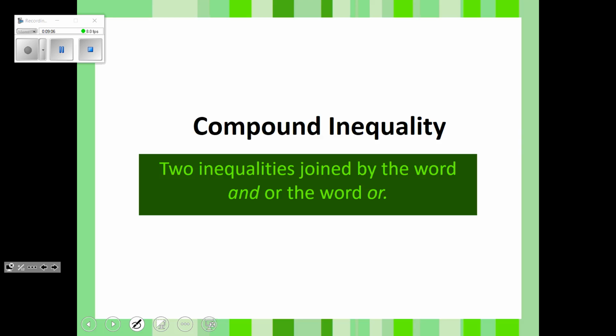Go ahead and get this definition down first. A compound inequality is two inequalities joined by the word and or the word or. So let's discuss the difference between the word and the word or.